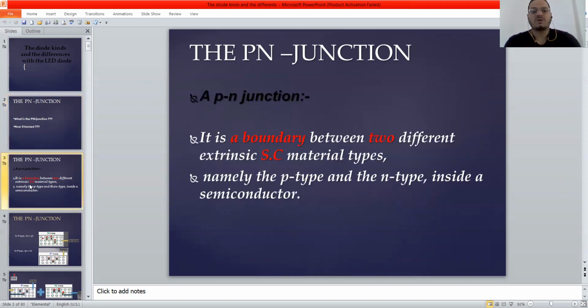Let's try to answer this question. A PN junction is a boundary between two different extrinsic semiconductor material types. Like I said, the two types are made from the same silicon material, namely p-type and n-type, inside a semiconductor.